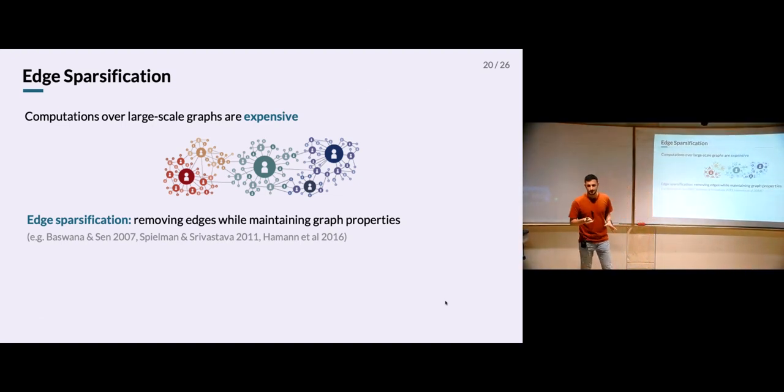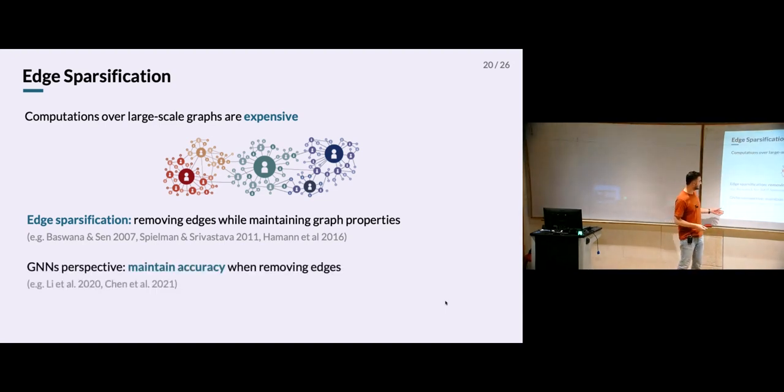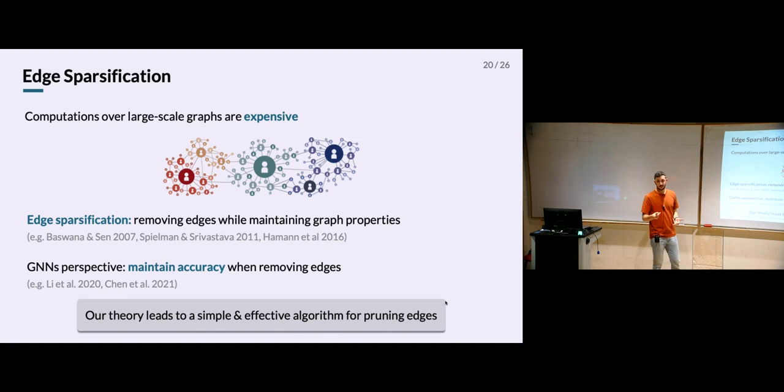Different areas of computer science try to maintain different properties. For example, in theoretical computer science, often people are interested in weights of cuts and in distances in the graph. In network analysis literature, people are often interested in statistical properties, such as the degree distribution. And in the context of GNNs, what we care about here is maintaining the accuracy that we can get when running a GNN over the graph, as we remove edges. As we're going to see now, our theory leads to a simple and effective recipe for which edges we need to remove, where the idea is to remove edges that harm the ability to model interactions the least, and hopefully this will translate to better accuracy.